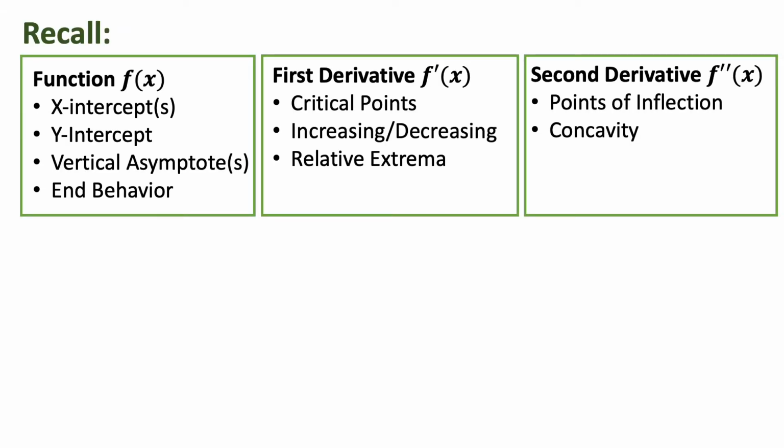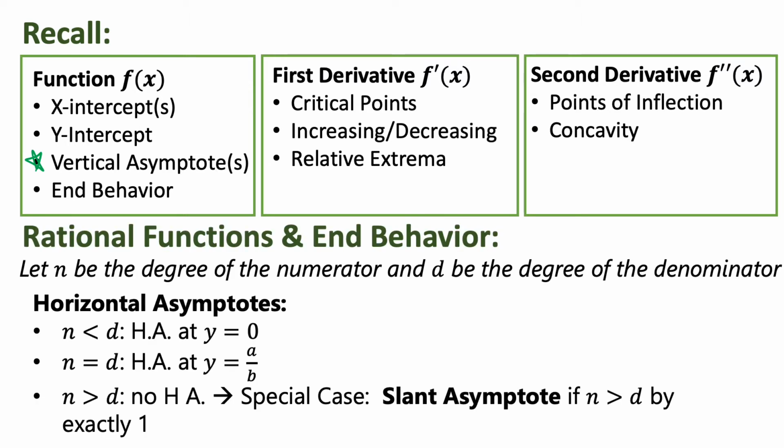So as a quick review, the same things we've been looking at, we want to focus on what we can get from our function f of x, from our first derivative f prime of x, and from our second derivative f double prime of x. New with our rational functions is that we can actually find our vertical asymptote or asymptotes from our original function f of x, and then everything else is the same as what we've been doing over the past couple of days. Additionally, with rational functions, we want to focus on end behavior, talking about our horizontal asymptotes or our slant asymptotes. So just a quick review from what you learned in pre-calc.